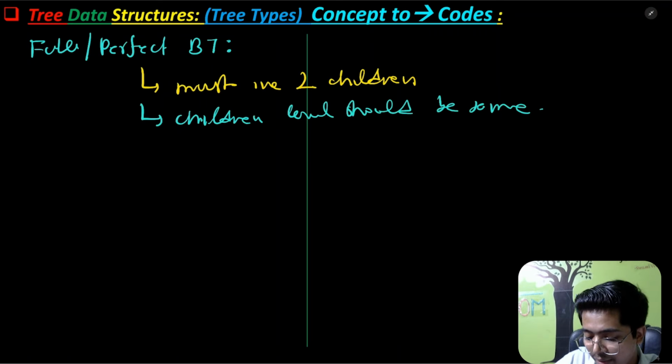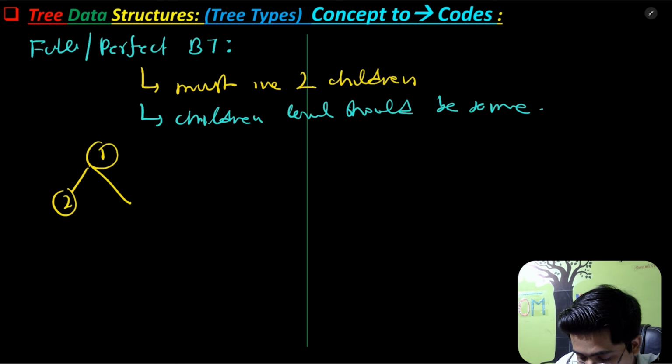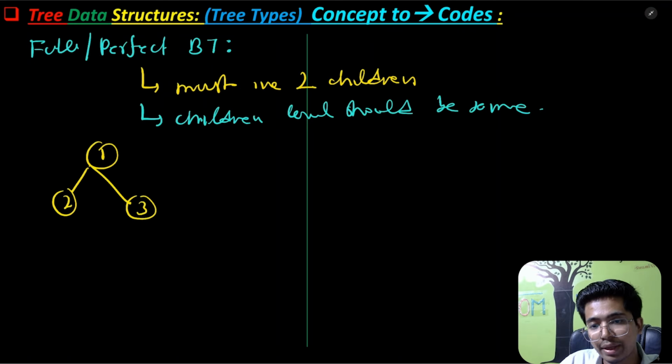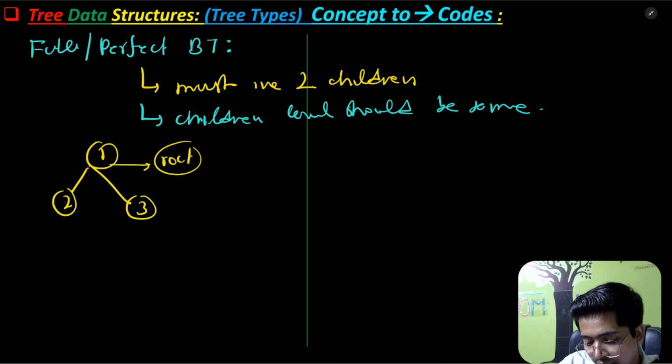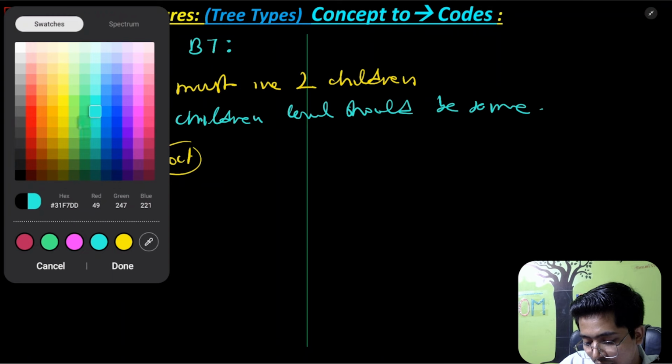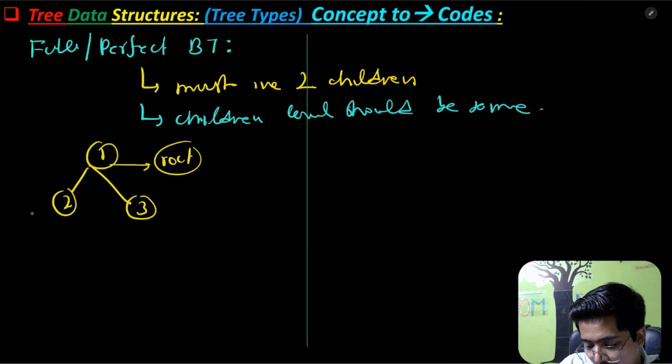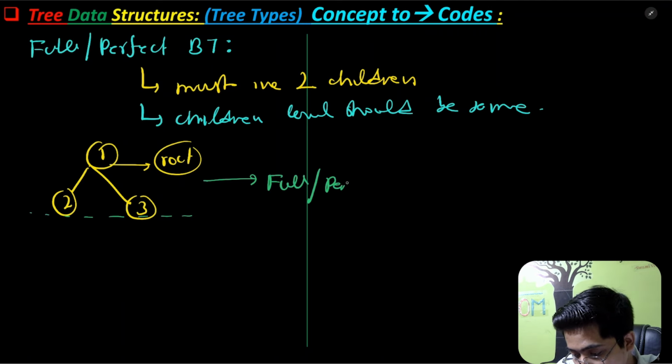So now let's see an example. Let's say this is 1, this is 2, this is 3. Now look, this is the parent node, the root node, and these are the child nodes. All the child nodes are at the same level. So we have to maintain the same level, and the root node should have 2 children. So this is a full binary tree. We can call this a full or perfect binary tree.